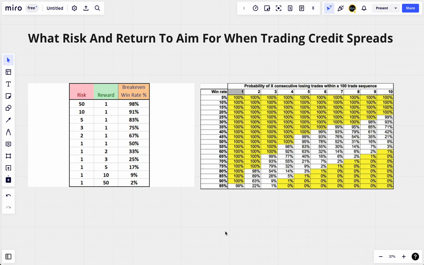In this video, we're going over what risk and return to aim for when trading credit spreads. Before I get into the weeds and go into an options chain, I want to show you specifically what numbers you want to target and why. So first off, you need to know what strategy you are using. The strategy we're using will determine so much.